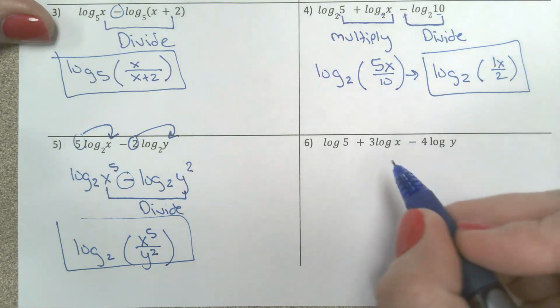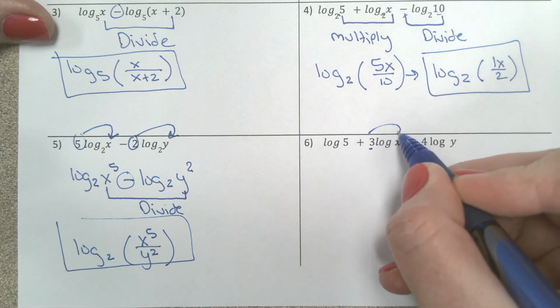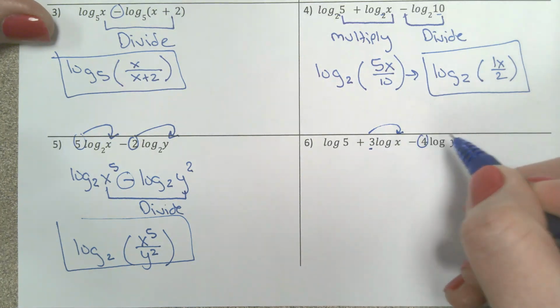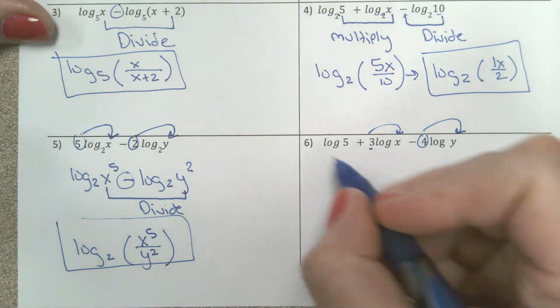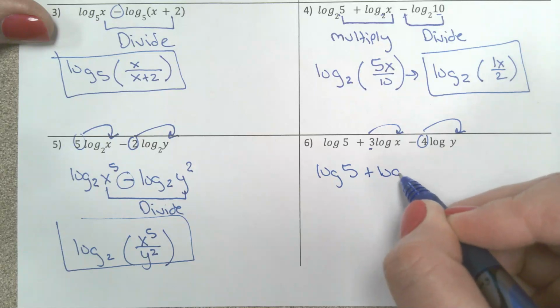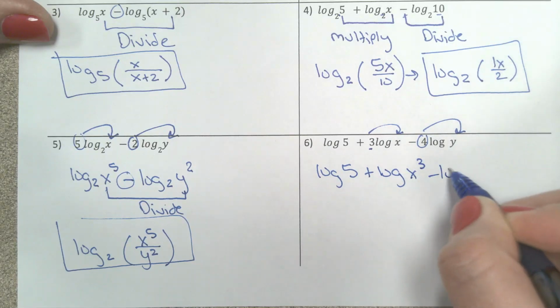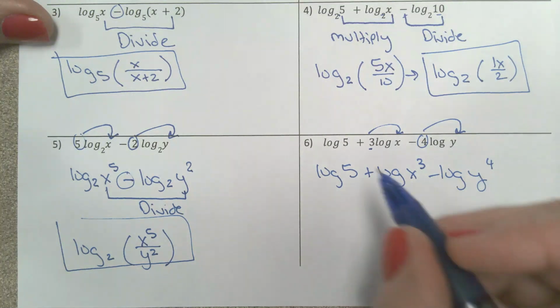Last one. Let's see. I have multiplication right there, so you're going to move. And I have multiplication, and so the 4 moves to the y. So I have log of 5 plus log of x to the 3rd minus log of y to the 4th. Now it looks just like number 4.